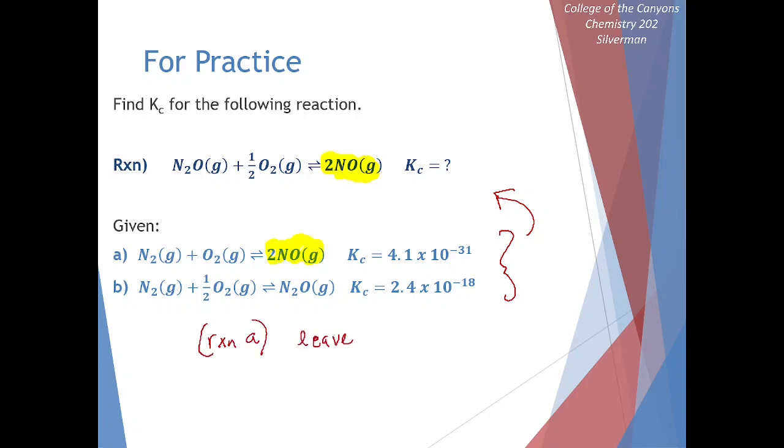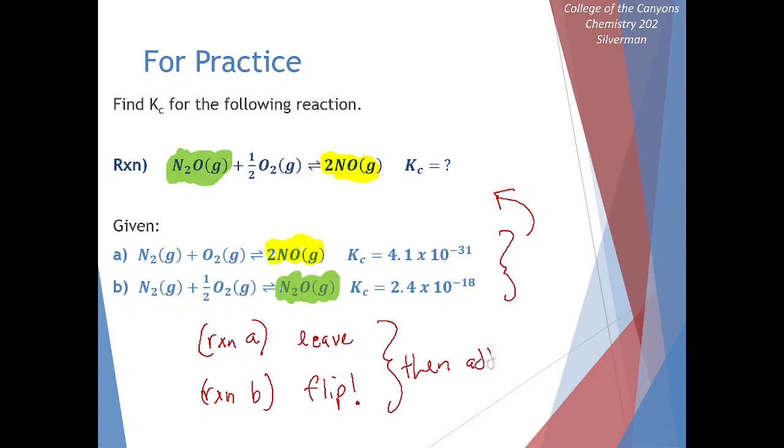So we can say reaction A, let's leave that one as it is. Then we can look for another target molecule. Maybe we're trying to start with 2 NOs. Well, that shows up in our mechanism steps down here. Reaction B, it seems like our chemical is on the wrong side. Looks like we might need to flip that reaction. If we flip reaction B and then add it with reaction A, do we build the reaction that we care about?